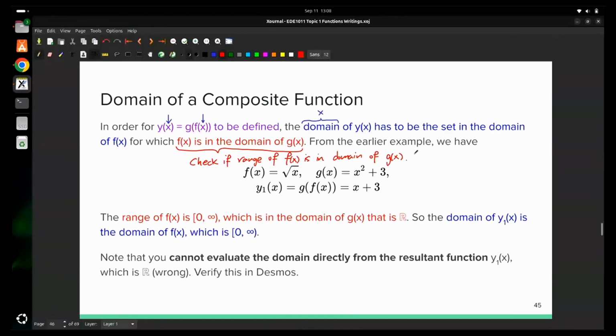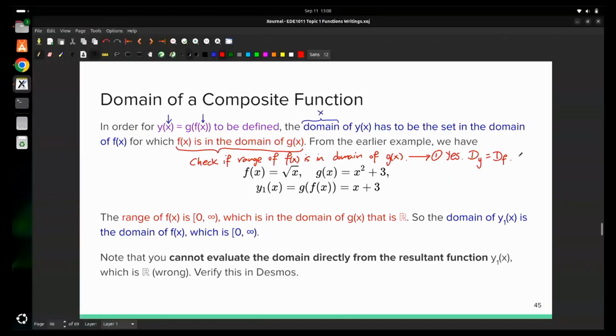Okay, now if yes, then the whole domain of f is the domain for y. So basically, there are two conditions. First condition, yes. If the whole range of f is in the domain for g, and the answer is yes, then domain of y equals domain of f. Okay, because the whole range of f is defined in the domain of g, it's a subset in the domain of g, which means that g can take all of f.